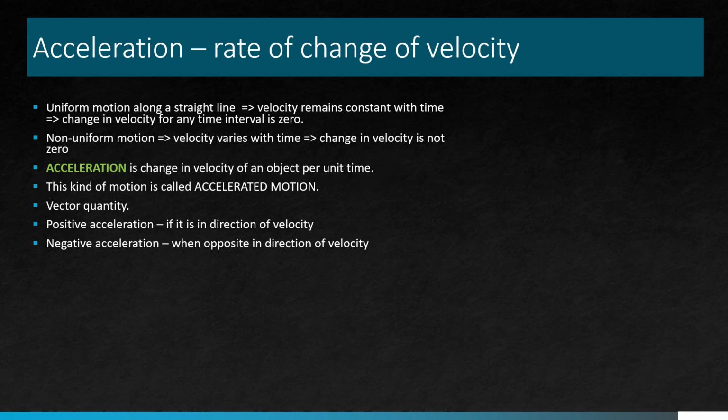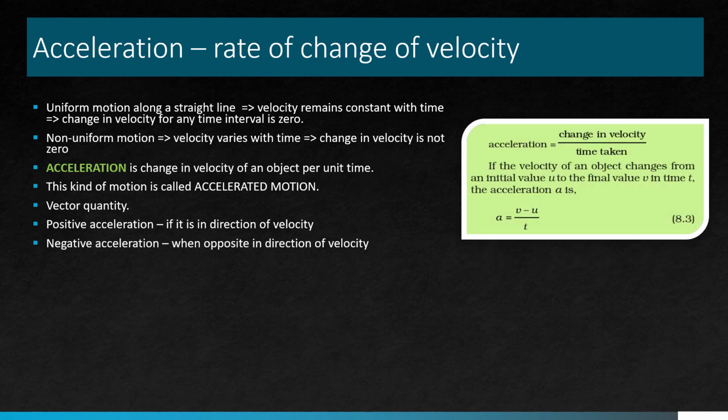Now, if we have to find a standard formula for the same, then we can say that acceleration is change in velocity per unit time, or by time taken. So changing it into standard terms, acceleration is denoted by small a. Initial velocity is u and final velocity is v. So how do you find change in velocity? By subtracting initial velocity from final velocity. So v minus u divided by t, that is the formula for acceleration. The unit of acceleration is meter per second square.